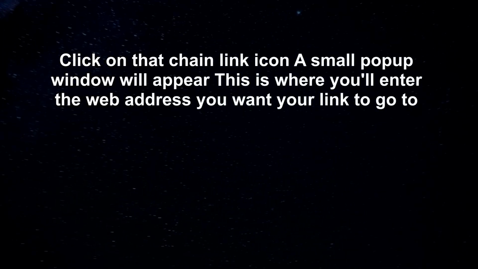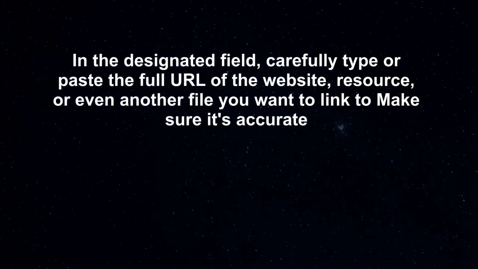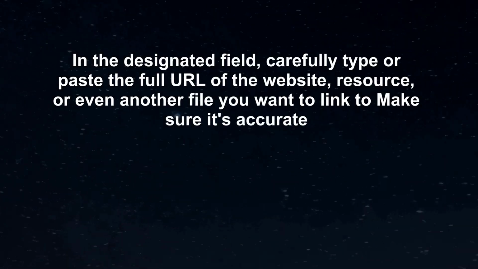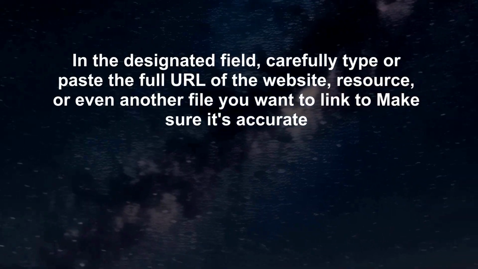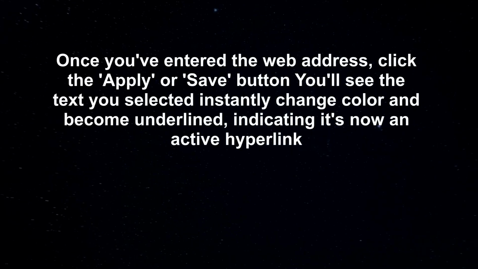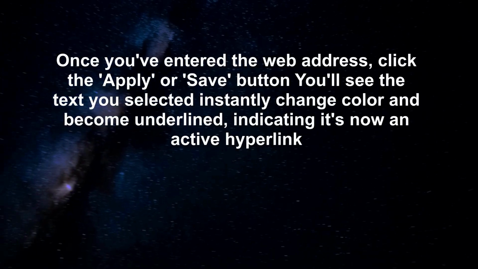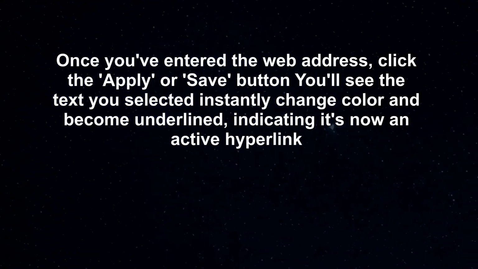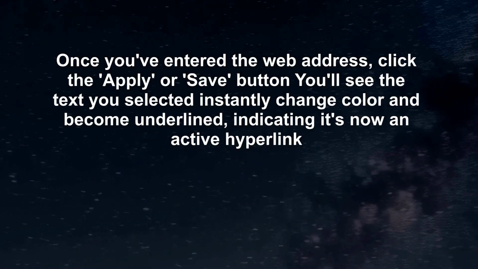This is where you'll enter the web address you want your link to go to. In the designated field, carefully type or paste the full URL of the website, resource, or even another file you want to link to, and make sure it's accurate. Once you've entered the web address, click the Apply or Save button. You'll see the text you selected instantly change color and become underlined, indicating it's now an active hyperlink.